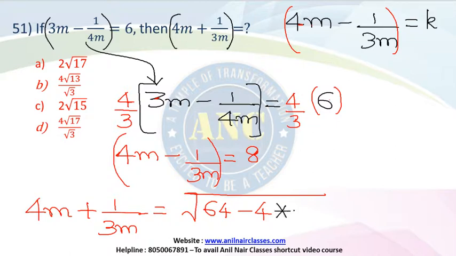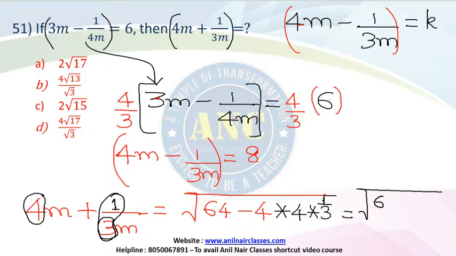You should multiply this 4 with the coefficient of m, which is nothing but 4, and you should also multiply with the coefficient of 1 by m, which is nothing but 3. That means the answer is plus or minus square root of... sorry, the coefficient of 1 by m is not 3, sir. I made a mistake here. The coefficient of 1 by m is 1 by 3, right? So this will finally reduce to plus or minus square root of 64 minus 16 divided by 3, right? 64 minus 16 divided by 3.